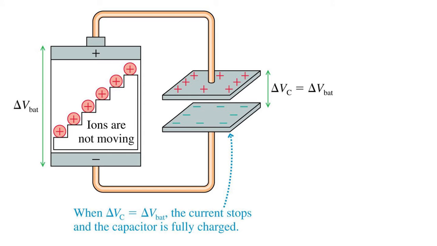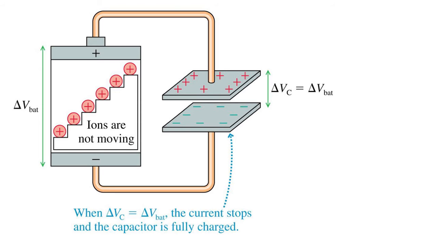But when the voltage across the capacitor equals the voltage on the battery, then the positive charge on the terminal here wants to go this way to flow away from the positives that are nearby, but it can't flow onto here because all these positives are pushing this way. So when those voltages are equal, the current stops and the capacitor is considered to be fully charged.